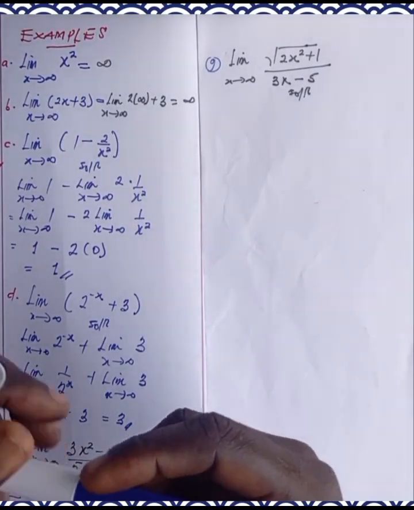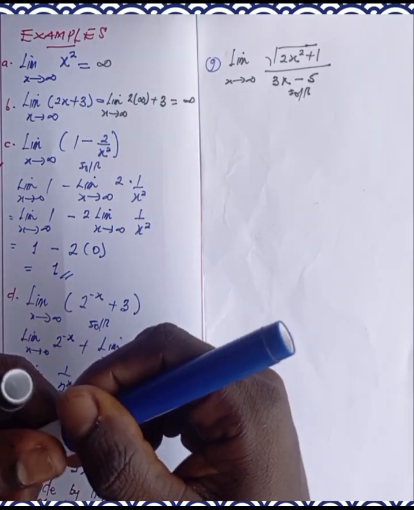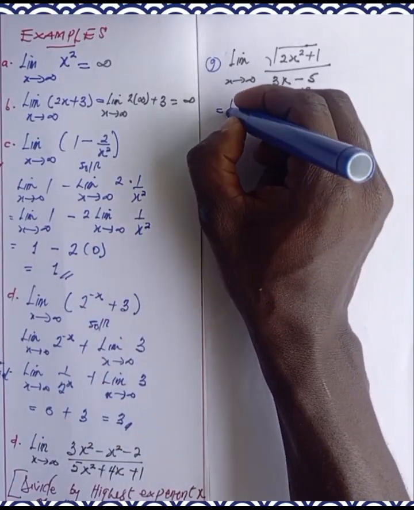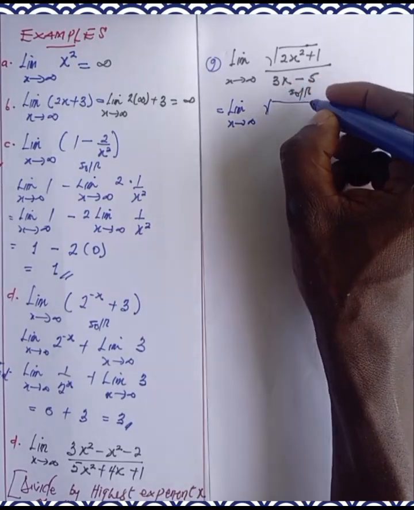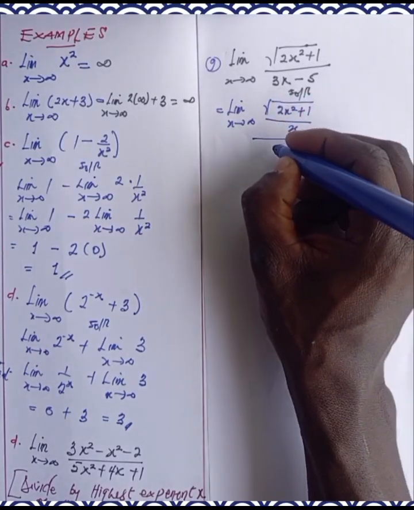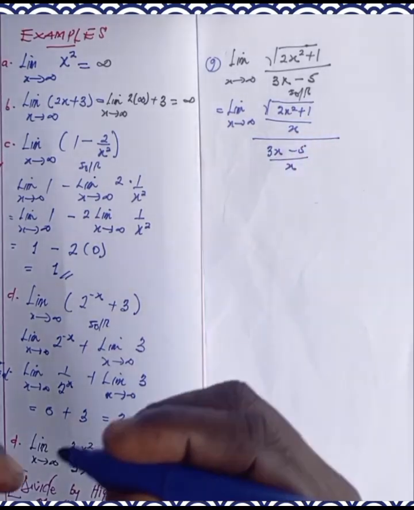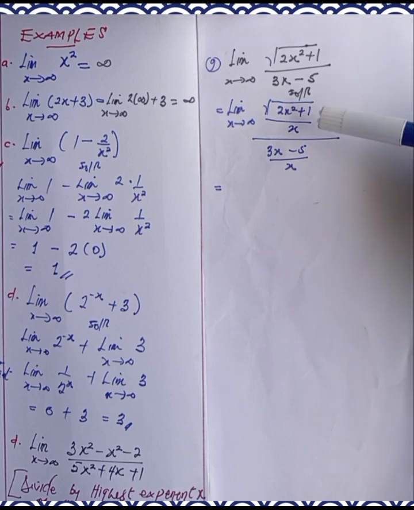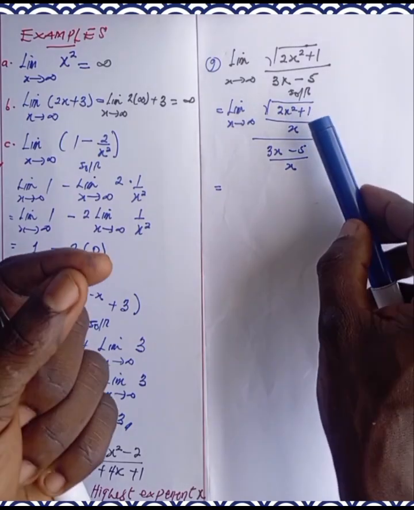So we have the last example here. We have to find the limit of this function as s approaches infinity. So we divide by the highest exponent of the denominator, which is what? x. So after dividing, we see that we cannot divide this x by each of the numbers under the radical sign.